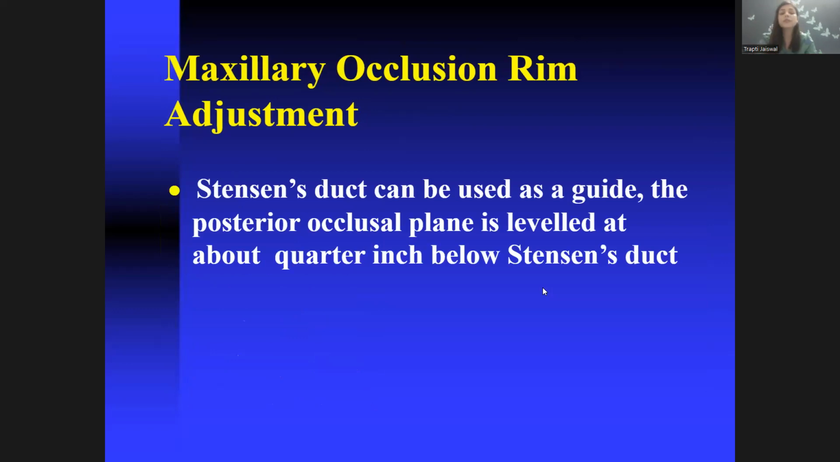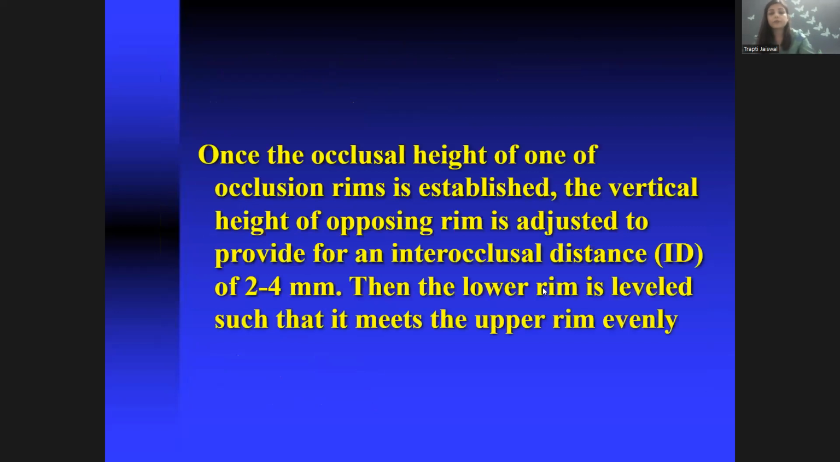And also we can use the Stensen's duct as a guide. The posterior occlusal plane is level at about 1/4 inch below Stensen's duct. So in this way, we have adjusted the maxillary occlusal rim.